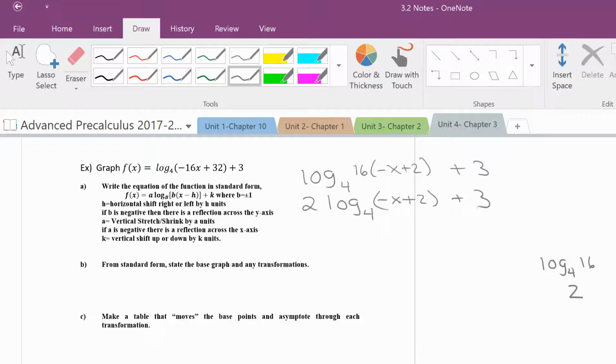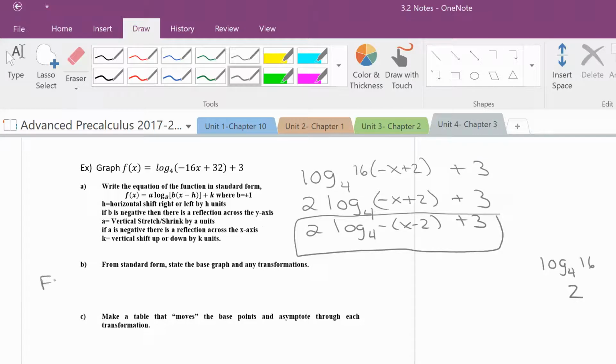And now the only thing left to do within this parenthesis is to factor the negative, because that helps us with the horizontal shift. So this is the standard form of it. Remember, we can't take the -16 out because 4 to a power will never equal -16. So we're going to have to leave the negative inside. So this is the one function where we will have a reflection across the y-axis.